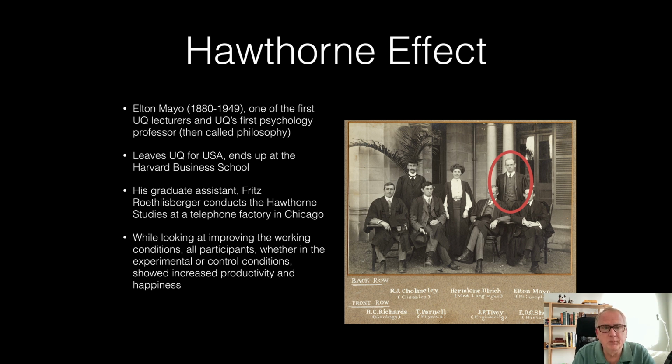While they were looking at improving all these working conditions, all the participants, whether they were in the experimental or the control conditions, showed increased productivity and happiness, which was sort of a mess for the experiment, because the research was really trying to say, how can we improve productivity? But even the control group showed that increased productivity and happiness. So just being part of the Hawthorne studies, having these Harvard researchers doing the study itself, increased productivity and happiness without any impact of the independent variable. So that's what we call the Hawthorne effect.